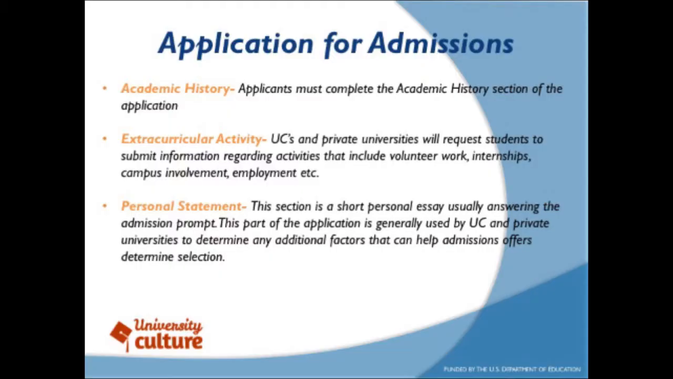Next is extracurricular activities. UCs and private universities will request students to submit information regarding activities that include volunteer work, internships, campus involvement, employment, etc. And finally, the personal statement. This section is a short personal essay, usually answering the admission prompt. This part of the application is generally used by UCs and private universities to determine any additional factors that can help admissions officers determine selections. So remember, speak with your academic counselor at your community college to get all the correct details about your particular transfer experience.